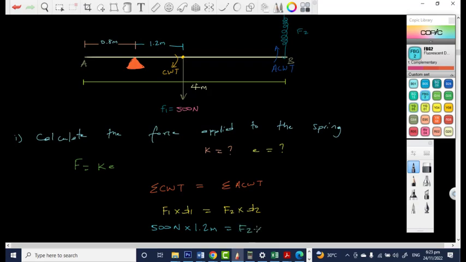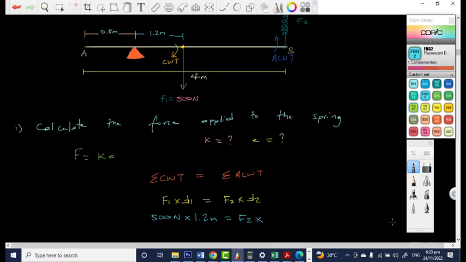Now, the spring is attached to the end at B. What would be the distance from B to the pivot? 3.2. 3.2 what? Meters, because it's a distance, so 3.2 meters.